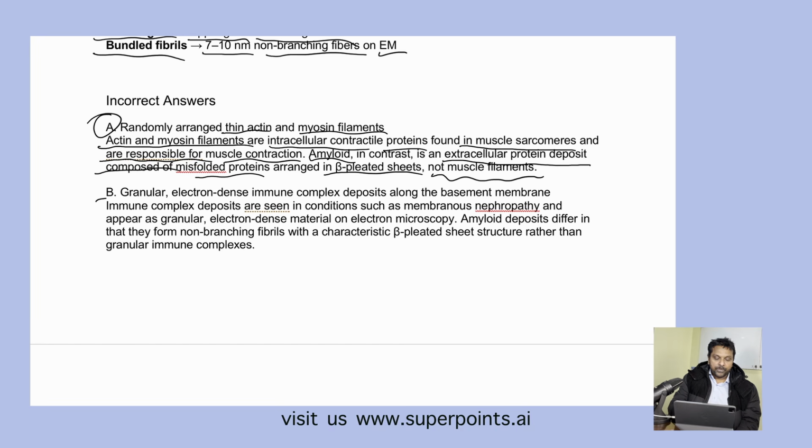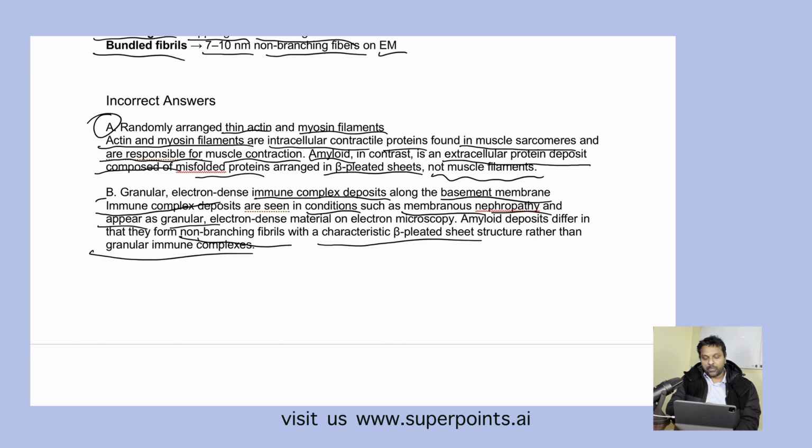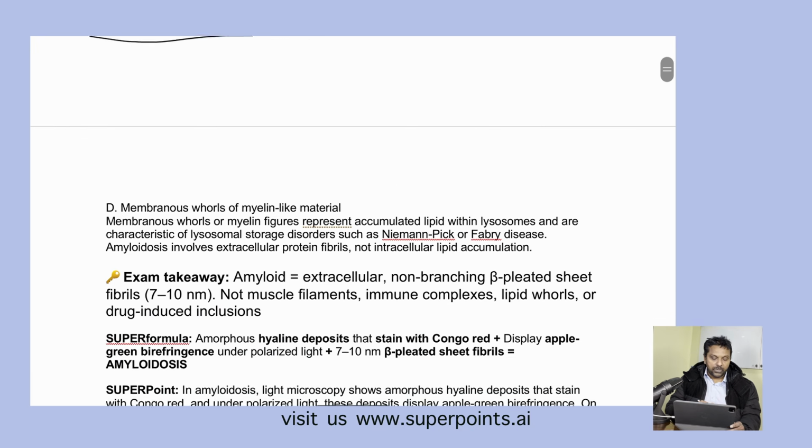What about B? That is granular electron dense immune complex deposits along the basement membrane. Immune complex deposits are seen in conditions such as membranous nephropathy and appear as granular electron dense material on electron microscopy. Amyloid deposits differ in that they form non-branching fibrils with a characteristic beta pleated sheet structure rather than granular immune complexes. So there are no immune complexes here. That's a different story, like systemic lupus erythematosus, those disorders. But here you don't see that.